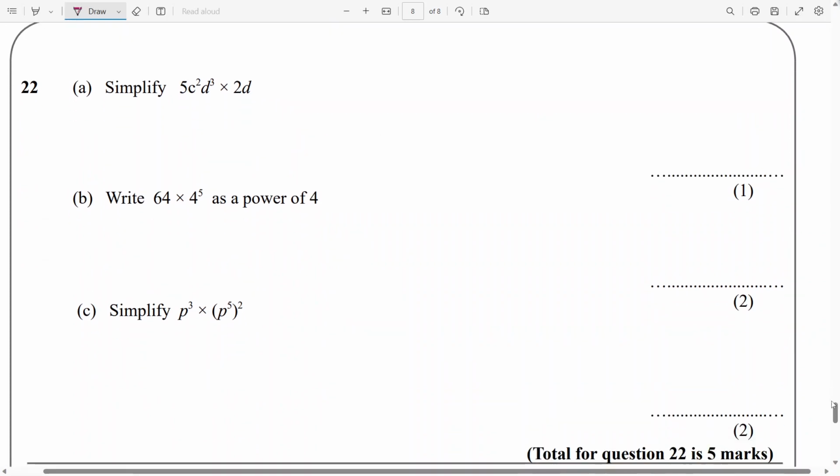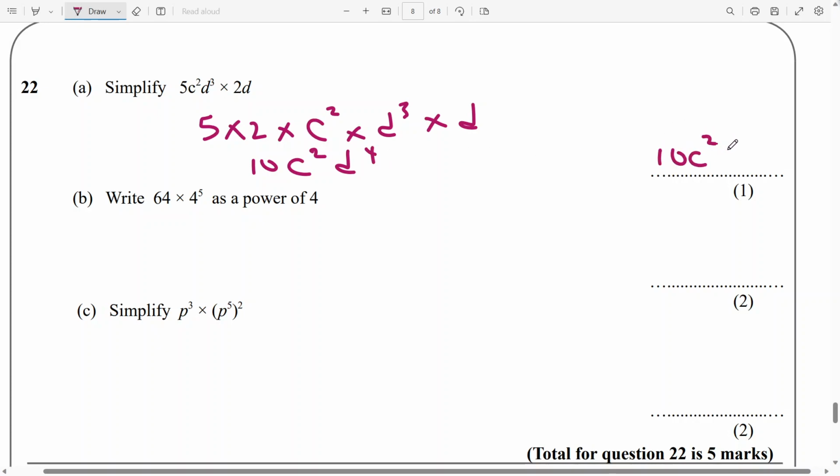Okay, now we are at number 22. So we're going to multiply 5 times 2 and c squared, and then d to the power of 3 times d. So that's 10 c to the power 2 and d to the power 3 times d to the power 1 is d to the power 4. So the answer is 10 c squared d to the power 4. And b, we need to write it as a power of 4. So 64, let me write it as 4 to the power 3 times 4 to the power 5, and that's going to give you 4 to the power of 8.